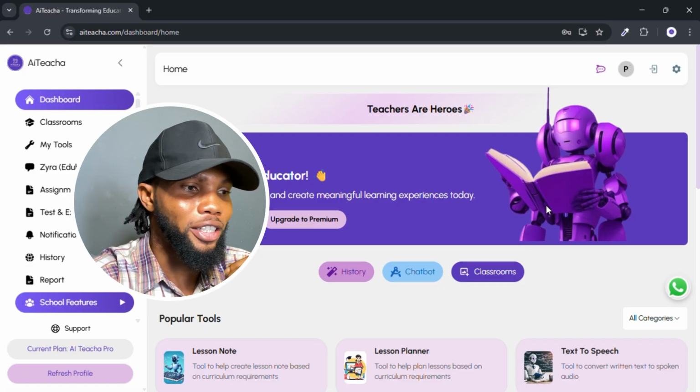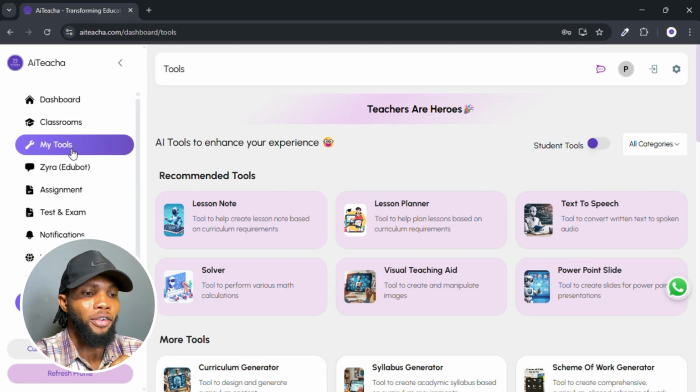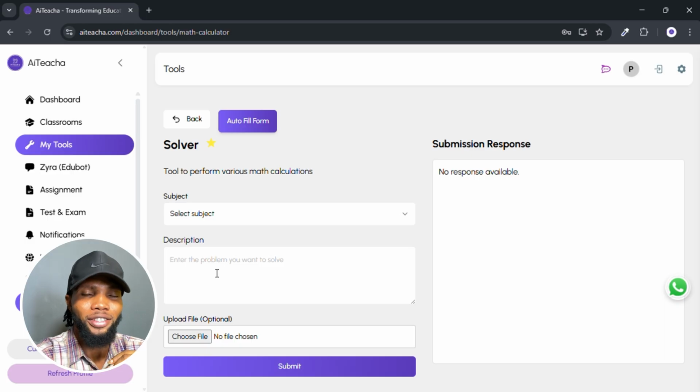So when you log on to AiTeacha, you already know you go to My Tools. After clicking My Tools, you see all our tools. Like I did tell you, we have 40 plus tools on our app. So we are working on Solver today. This is very easy and seamless to use.